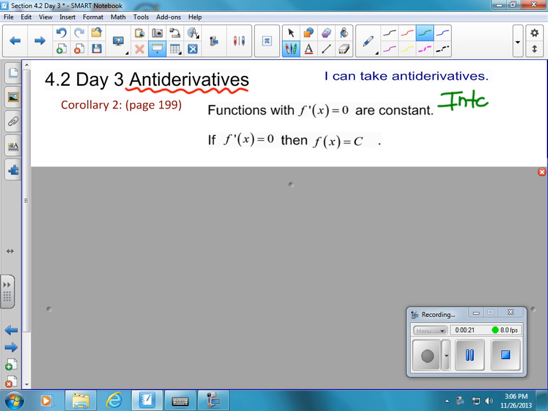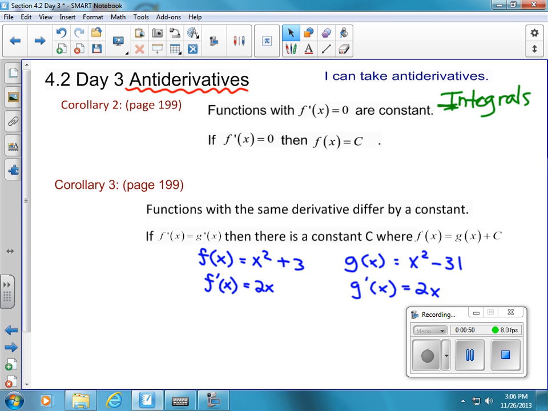Okay, I was always taught that they were integrals, but I guess the new word for them is antiderivatives. Because really, an antiderivative is more descriptive because it is the opposite of taking the derivative. When you have a function where the derivative is 0, it's constant, right? So if a derivative is 0, then the function equals c.